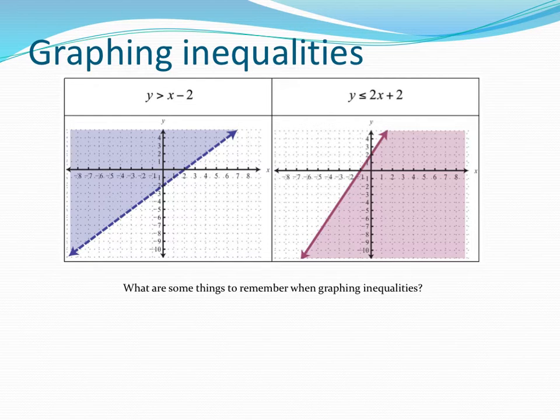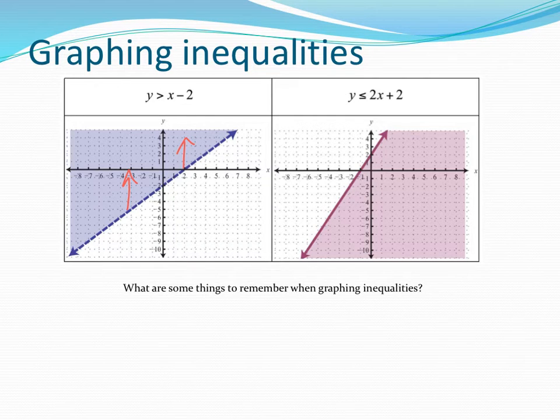So for instance, in this first graph, y is greater than x minus 2. A couple things to remember is that I'm just going to first treat it like a line, y equals x minus 2. And there's my equation of my line going along that dotted line. It's dotted because it's not equal to, so we're not including the line. And it's greater than, meaning that we're going to be shading above the line. So hopefully you remember some of that.